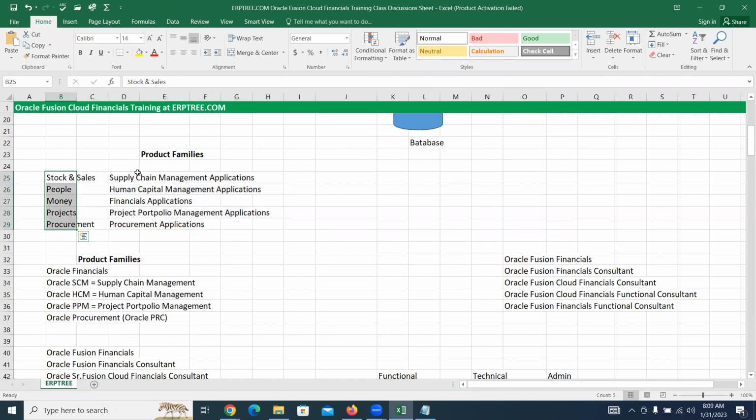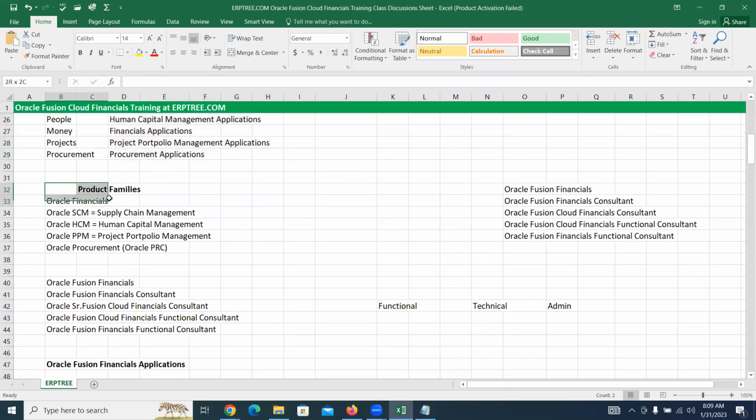For these purposes, these are the areas of applications available from Oracle. And if you want the exact names from Oracle, these are the names: Oracle Financials, Oracle SCM, HCM, PPM, Procurement. If you do this course, you can claim yourself as an Oracle Financials Functional Consultant, or you can just include or exclude whatever I mentioned here.